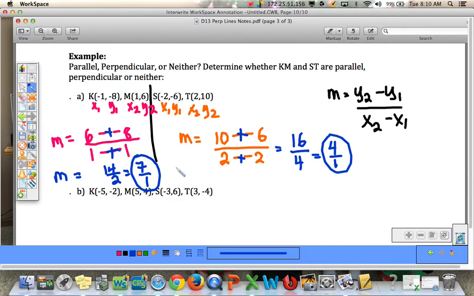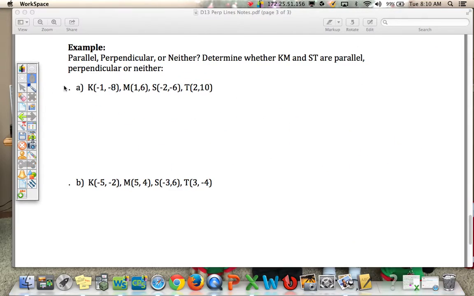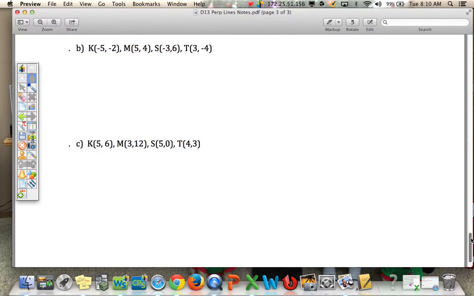So take a look at these. They're not the same, so they're not parallel. They're not flipped and negative, so they're not perpendicular. So these are neither. All right, let's try the next two and see what we can find.